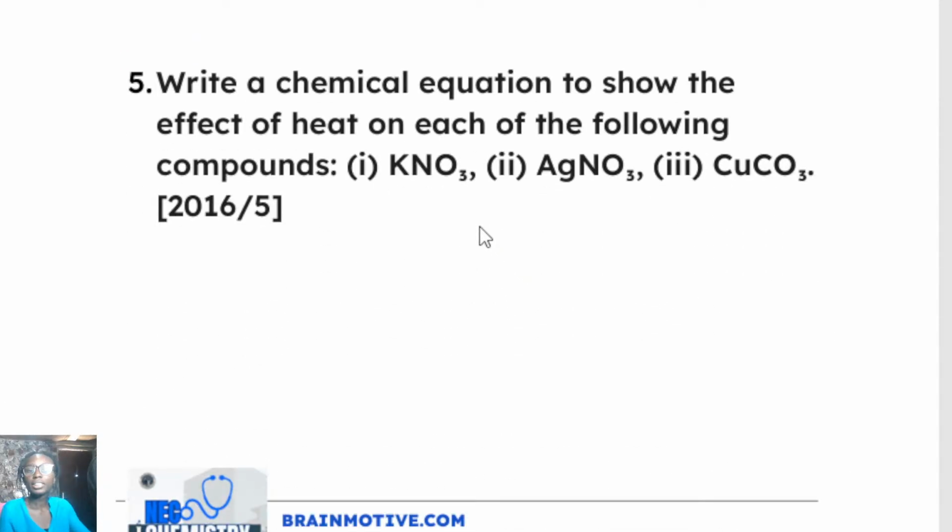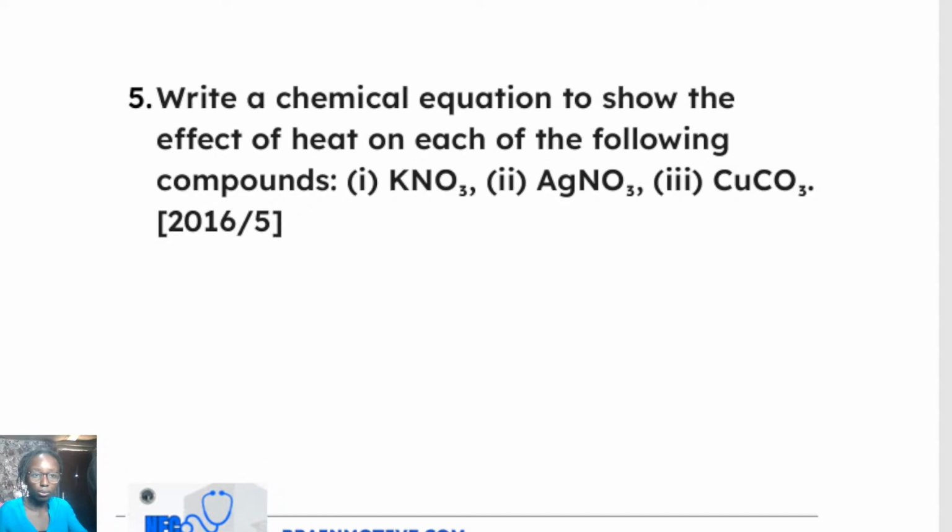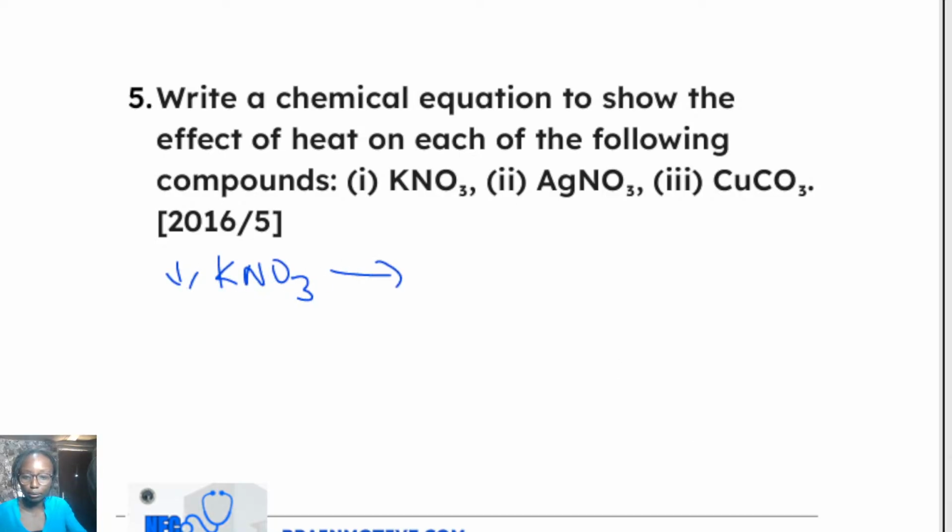Now, the next is another chemical equation. It says we should write a chemical equation to show the effect of heat on each of the following compounds. They gave us a bunch of compounds to show how heat affects them. The first compound here is KNO3. So we're going to add heat to this compound.